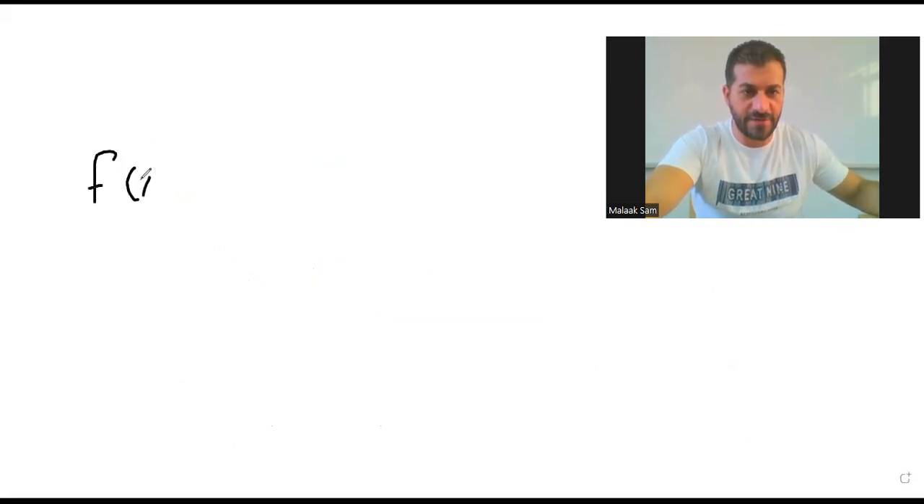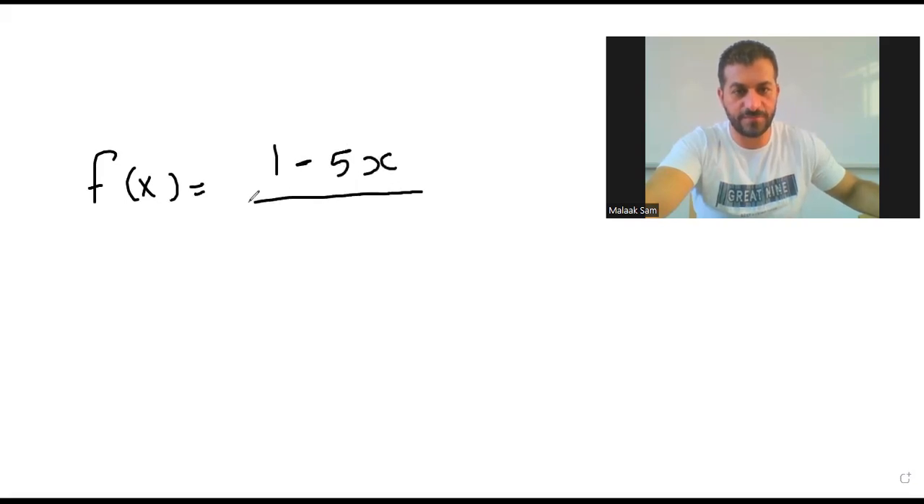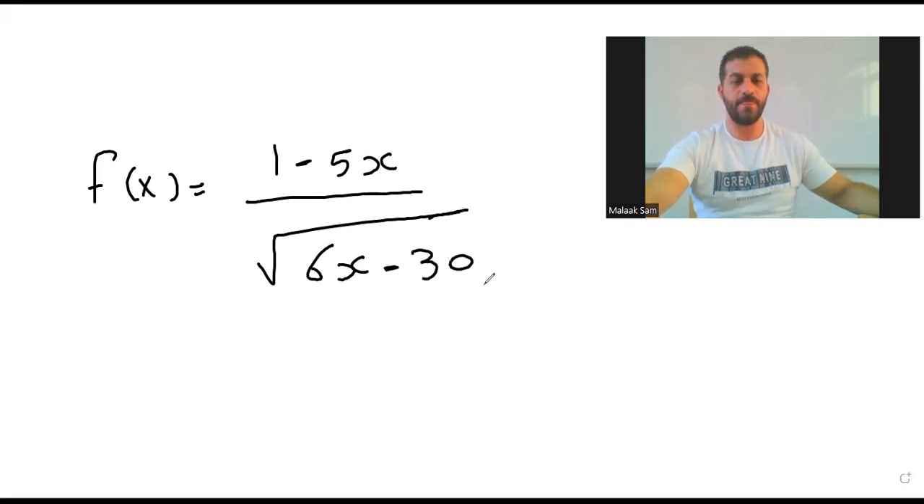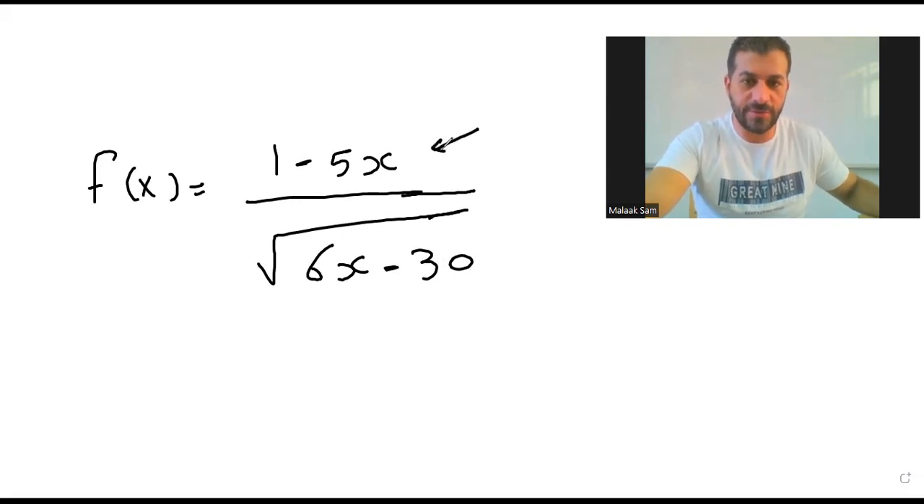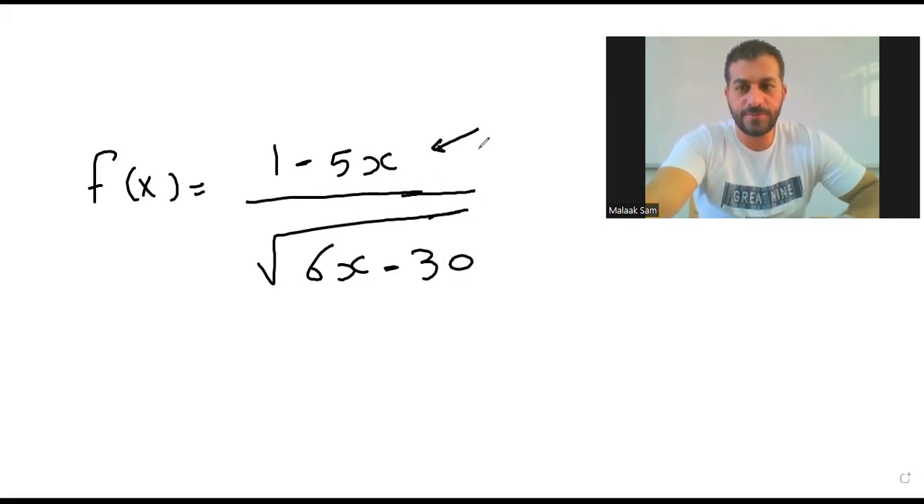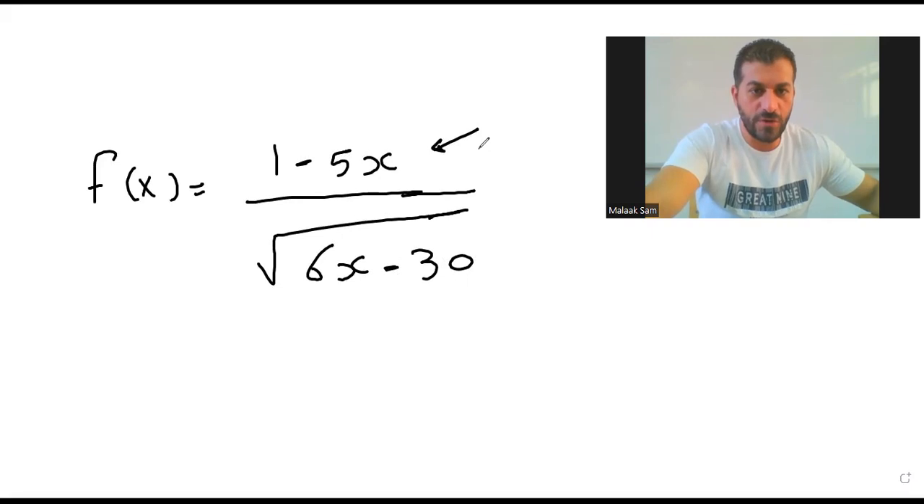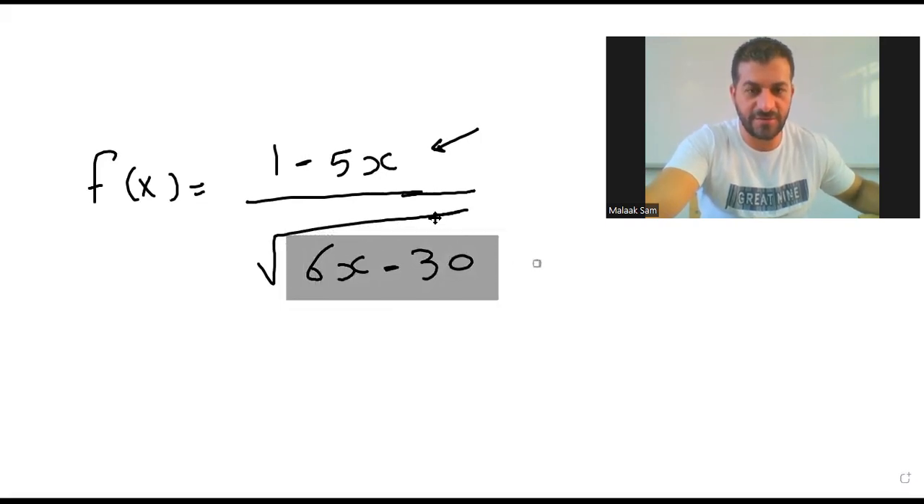What if I have f of x equals 1 minus 5x over the square root of 6x minus 30? I don't care about the numerator because there is no problem in the numerator. We can find any value of x, but when we go down to the denominator, you will find that I have the square root of 6x minus 30.